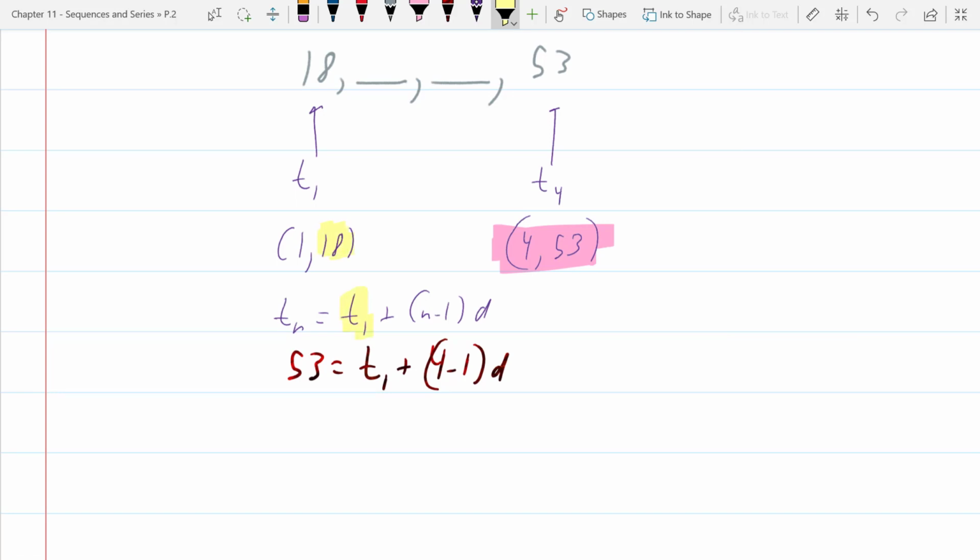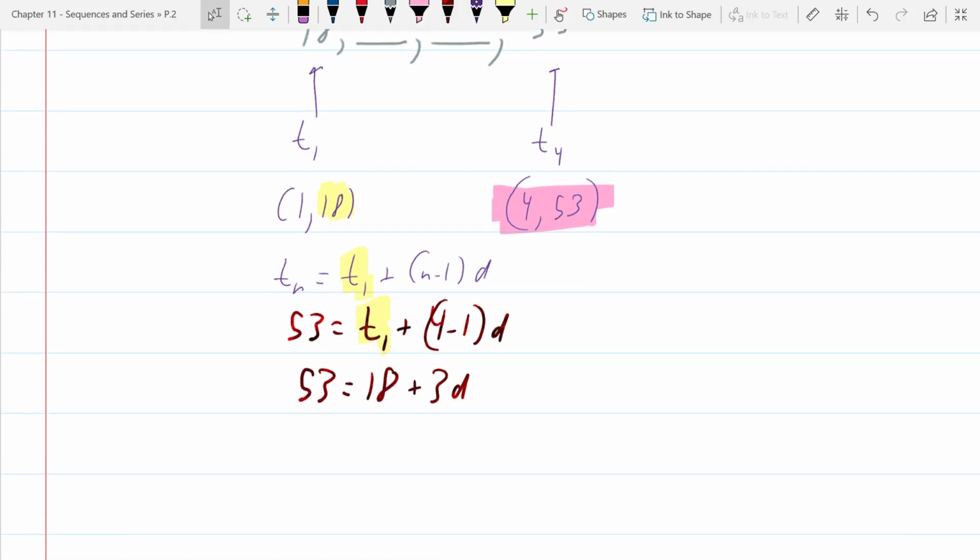So if I know t of 1 is 18, that means I can actually write 53 is equal to 18 plus 4 minus 1 is 3, so 3d. And I know 53 does not divide by 3, but that's okay. Subtract 18, 35 is equal to 3d, and d is equal to 35 thirds. Well, if d is 35 thirds, that is actually the mixed number 11 and 2/3.